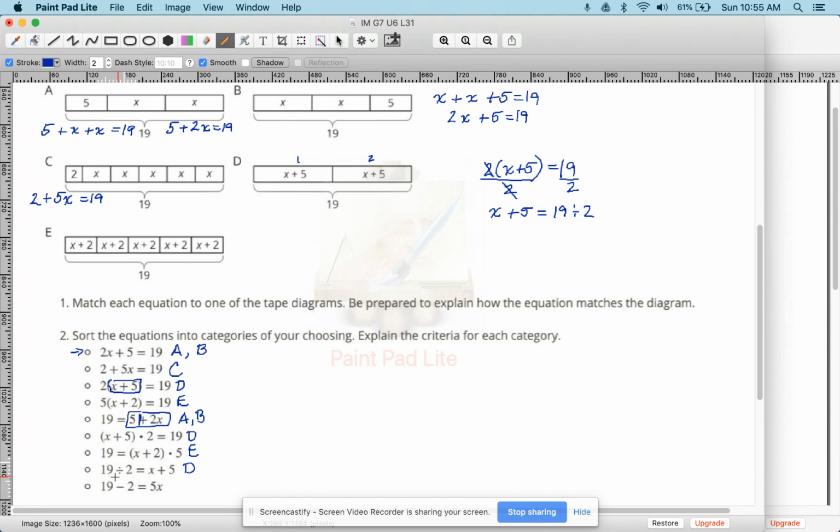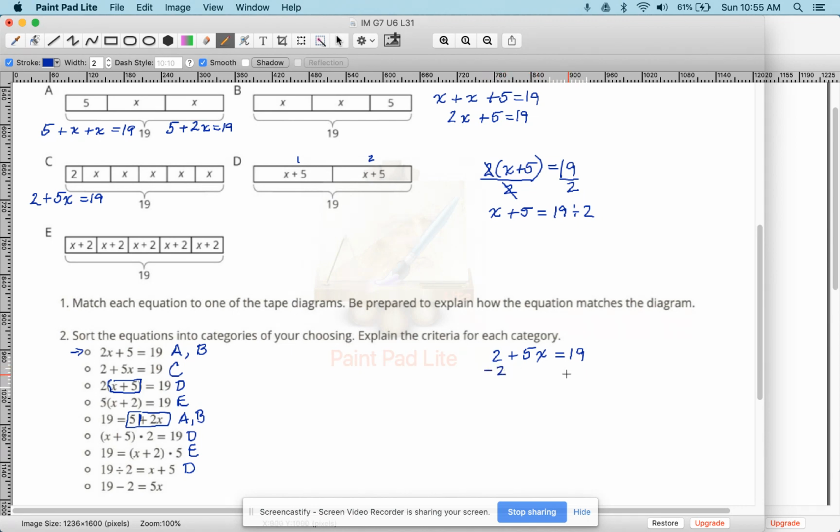We're going to have to look again. Looks like they've done another step. So we have 19 minus 2 equals 5x. So we need to find one of our equations that had a 5x in it. And I believe that was C. So if I look at C, I've got 2 plus 5x. So I have a 2 by itself, and then I have 1, 2, 3, 4, 5 x's. I have an x 5 different times. So I'm going to show that by 5 times x. And that equals 19. So the first step in solving this would be to get rid of the 2.